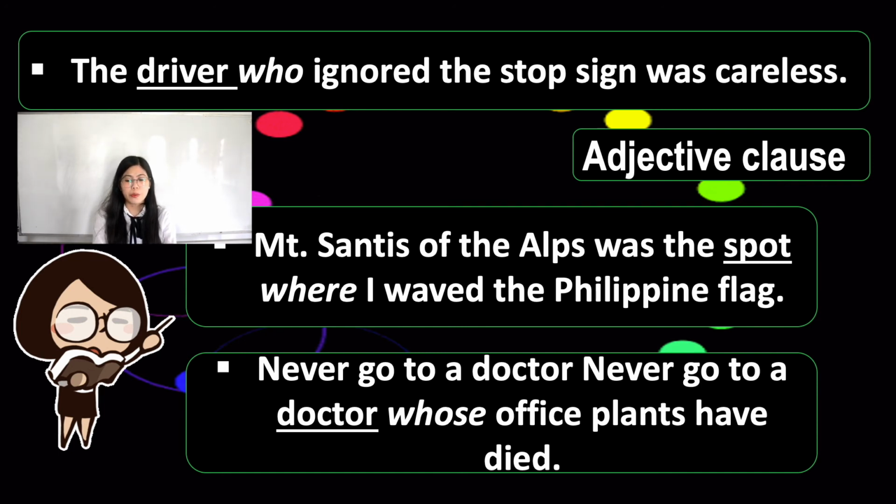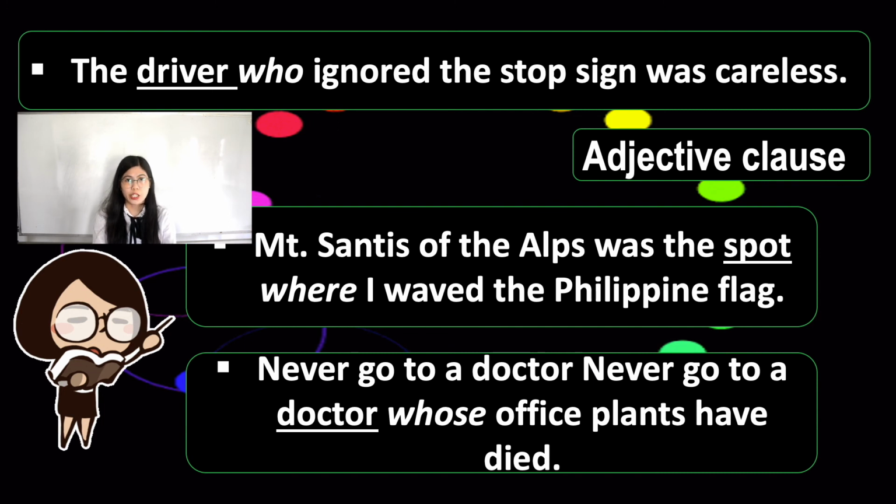So always remember that if the dependent clause is introduced by a relative pronoun, it is now called an adjective clause. Why? It is because in the clause who ignored the stop sign was careless, it modifies or describes the noun driver. So if you're going to ask who ignored the stop sign that was careless, the answer is the driver. Another example.